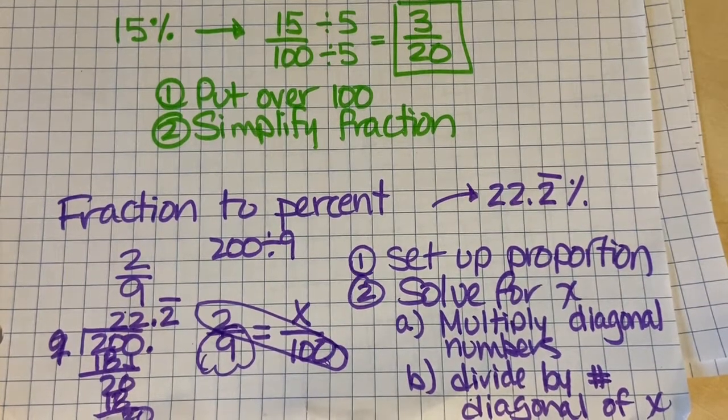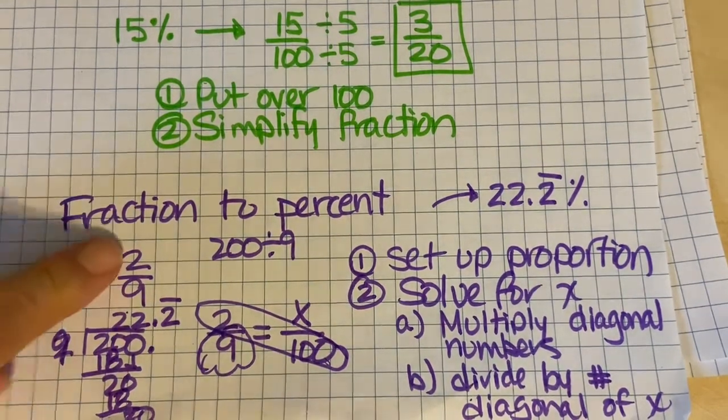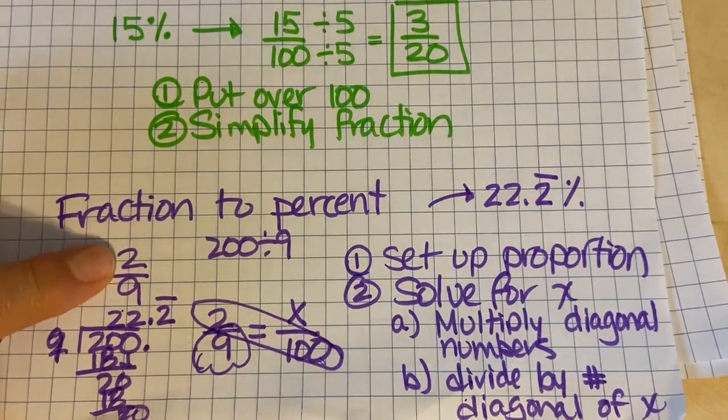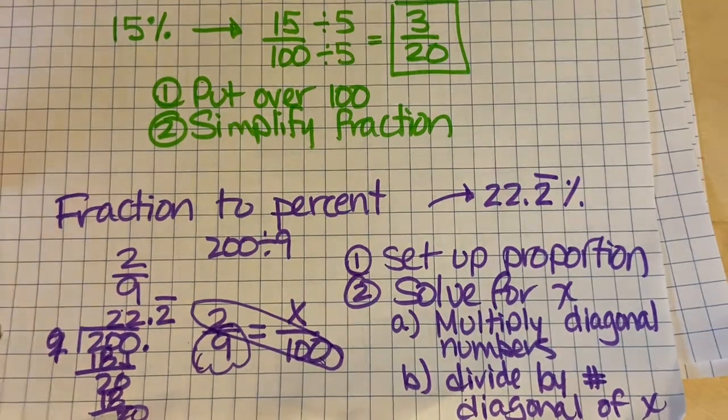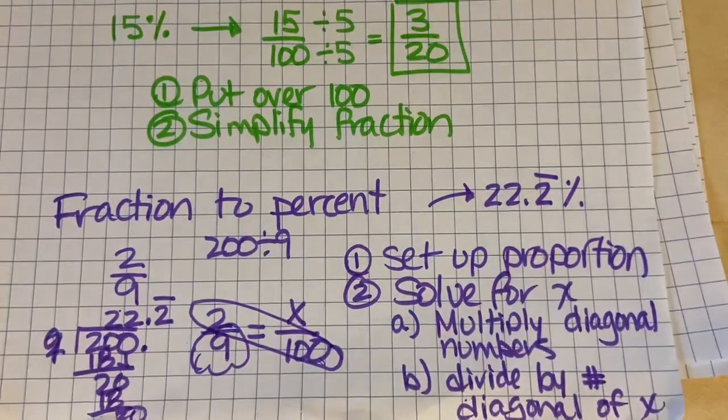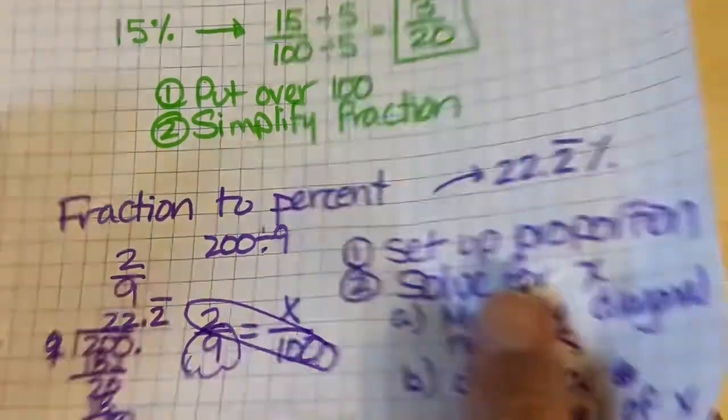If I just had a fraction and I wanted to change it to a decimal, I just divide the numbers out. Okay? So I could have done that too. I could have done 2 divided by 9, got my decimal, and then changed my decimal to a percent. But I think this way is a little bit easier. All right, so let's do some.